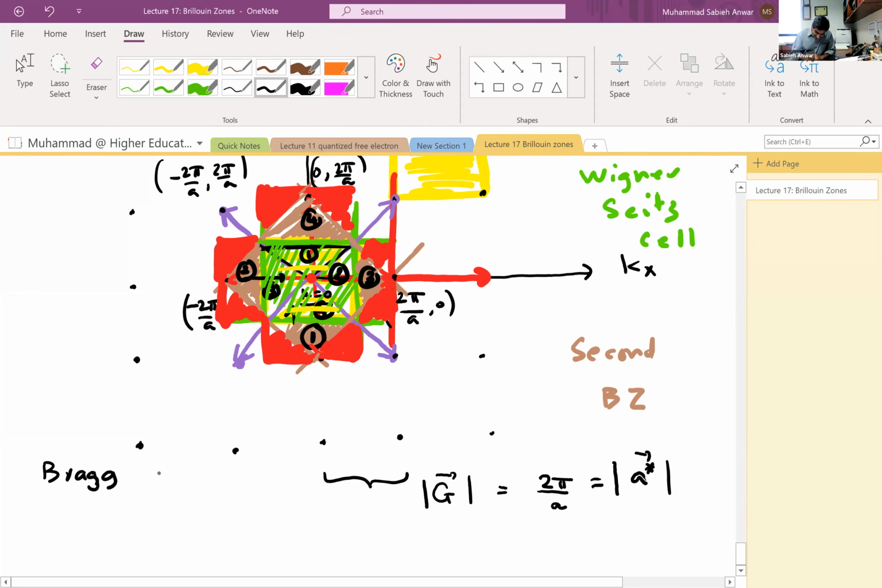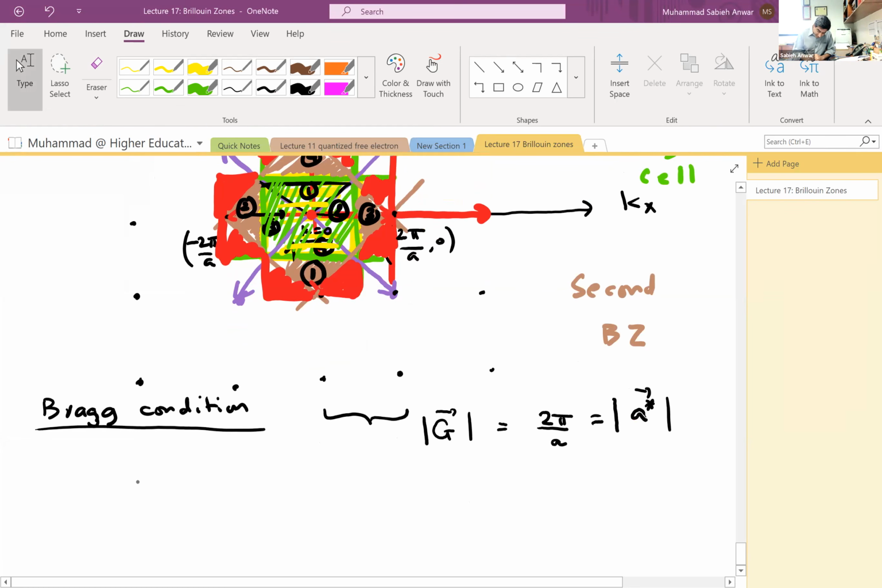Do you remember the Bragg condition? And do you remember the vectorial form of the Bragg condition? The vectorial form of the Bragg condition, if I would like to recall, is k naught dotted with g is half g squared. This is the Bragg condition.